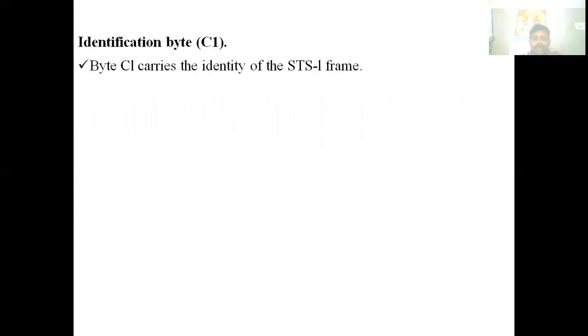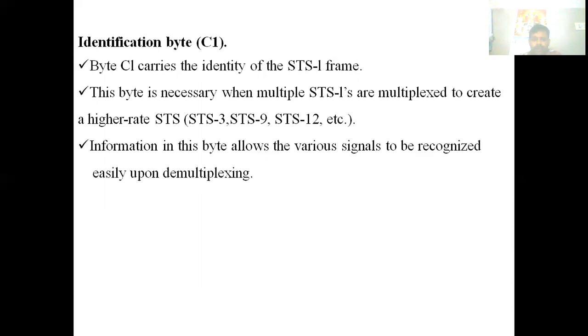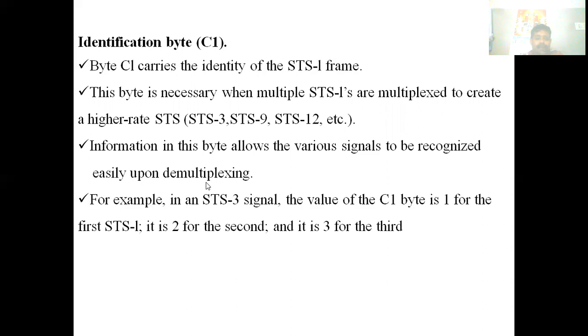Next one is identification byte. This identification byte carries the identity of the STS1 frame. When this STS1 frame is multiplexed, it is having importance. So this identification byte is very important for demultiplexing.